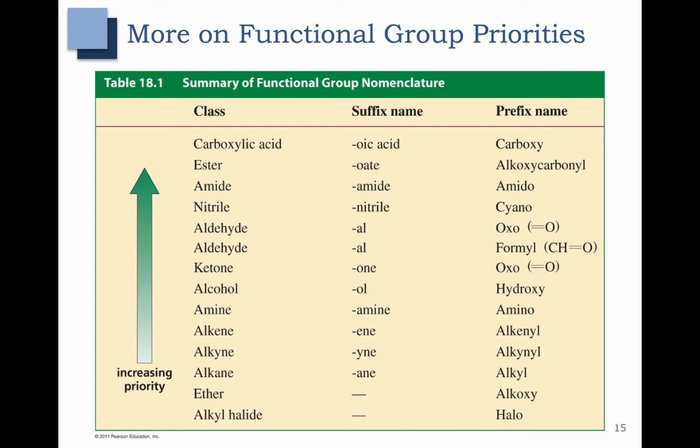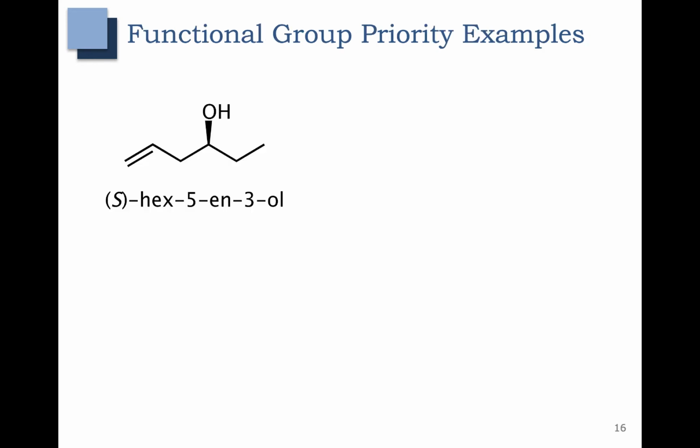Alternatively, if we have an aldehyde and a ketone, the suffix becomes an -al, and the ketone becomes a prefix of oxo. We're going to go through several examples of this, but the ones you want to keep in mind for now are the prefix for the ketone, oxo, the prefix for the alcohol, hydroxy, and the prefix for the amine, amino. Let's look at our first example here.